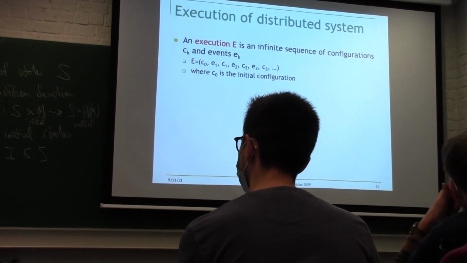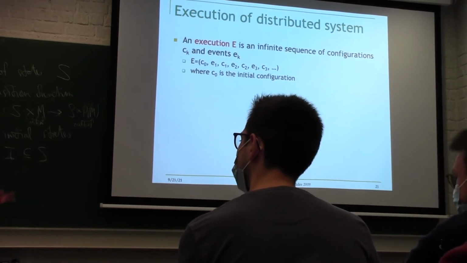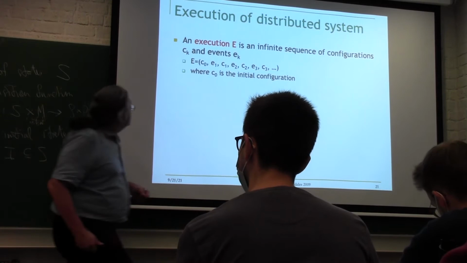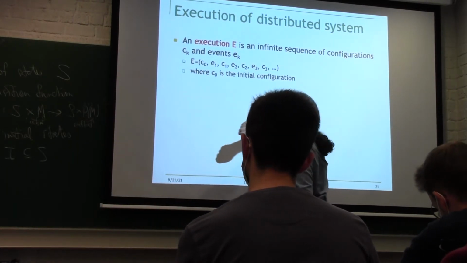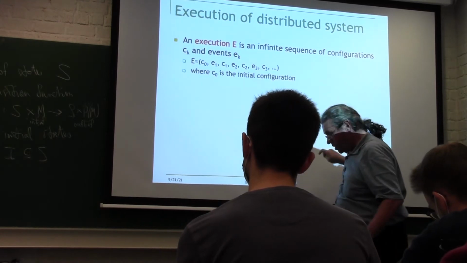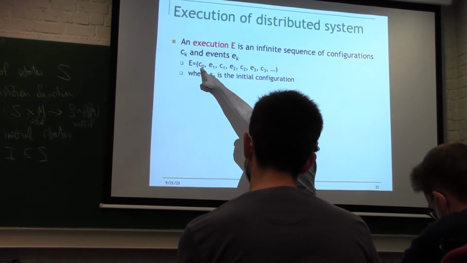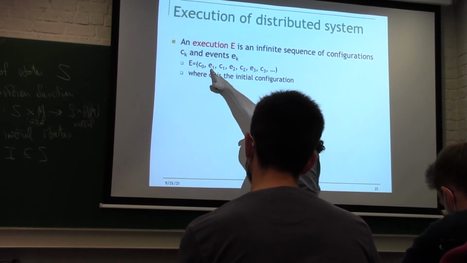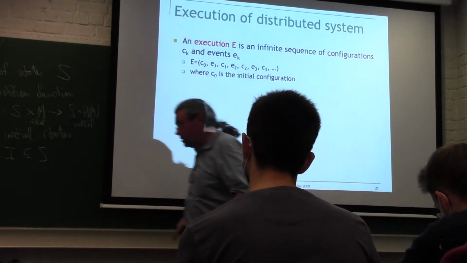So now we have an actual execution. So now we finally get to a running distributed system. So an execution is this thing. So an execution is this letter E. It's an infinite sequence. And it alternates. You have a configuration, so it starts in C0, you have an event, another configuration, another event, and so on.